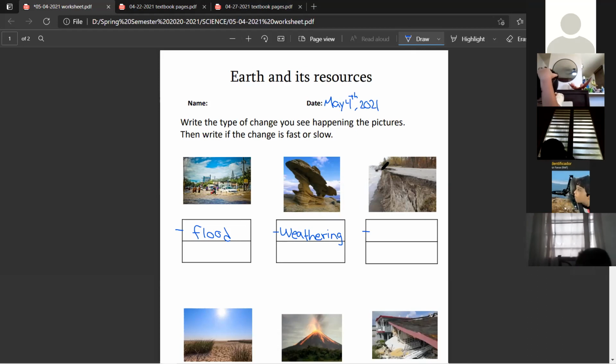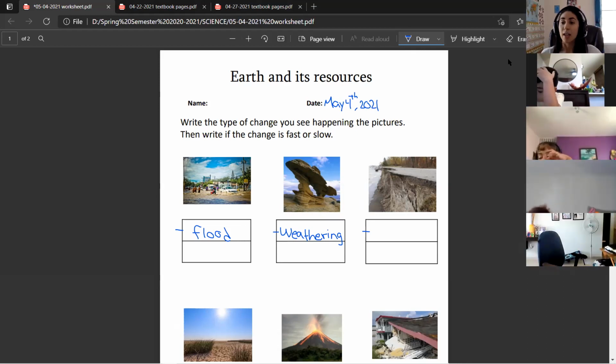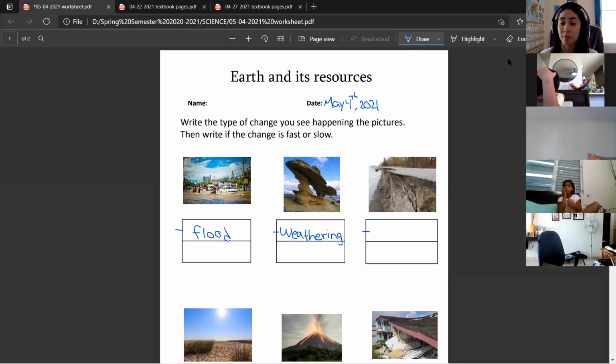Now, do you guys remember what weathering is? Weathering is when wind or water break down the rocks into smaller pieces. Mm-hmm. It breaks down the rock into smaller pieces. Do you guys remember when I showed you a rock and then I showed you a cup with little rocks inside? That's what weathering does. Weathering is going to break down the rock, either with the wind or with water.